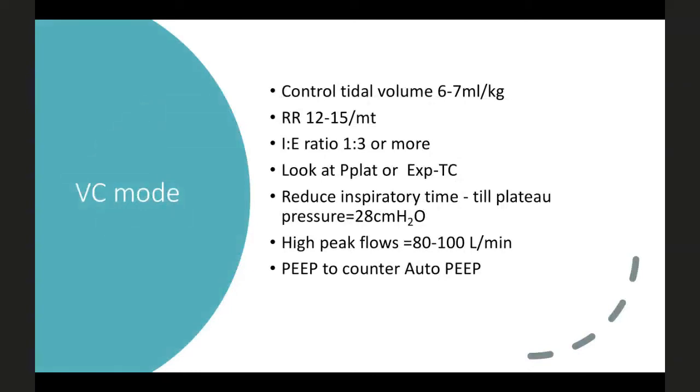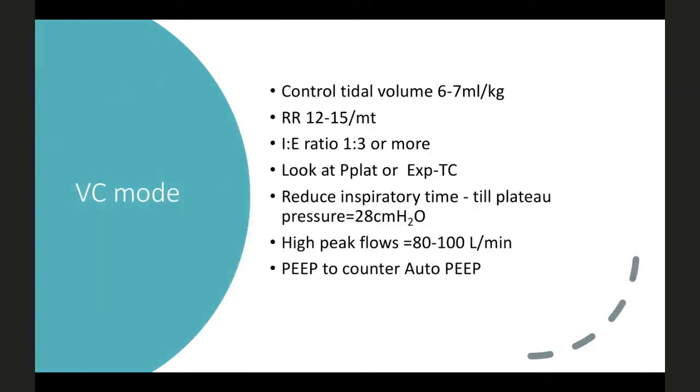Look at the plateau pressure and expiratory time constant. Reduce the inspiratory time as much as possible until the plateau pressure reaches 28 centimeters of water in extreme cases. You can use high flows. Normally you will be setting around 40 to 60 liters per minute, but high flows in COPD patients will help you to deliver the volume with the minimum inspiratory time that we are giving to the ventilator.